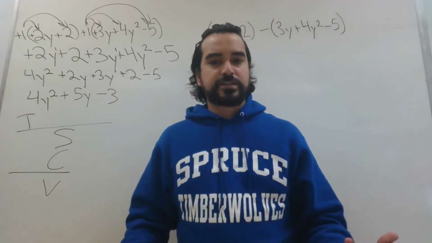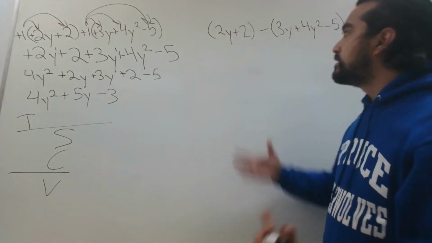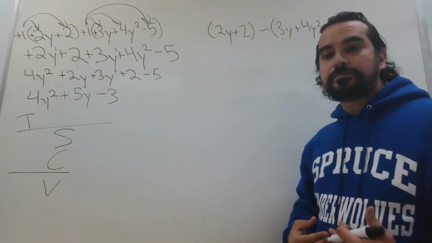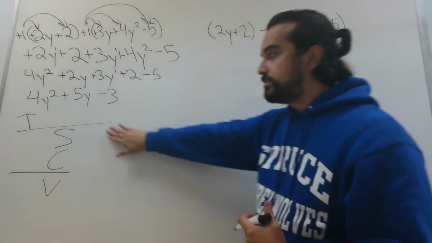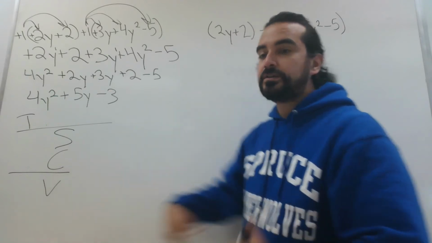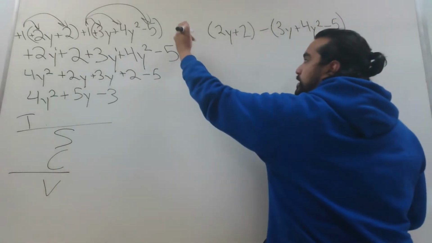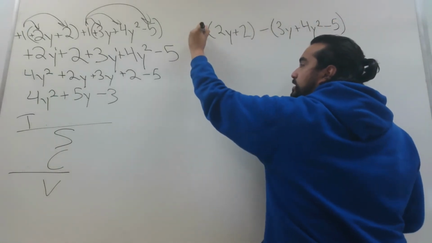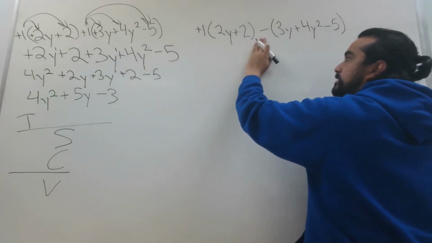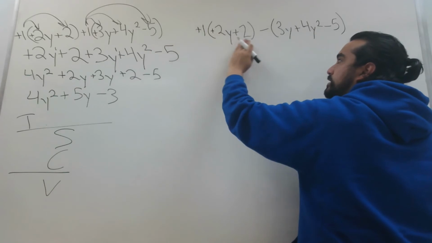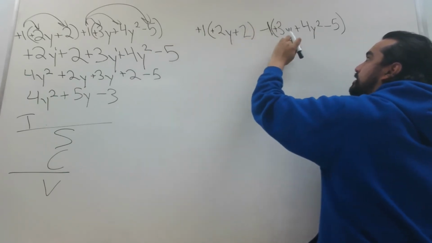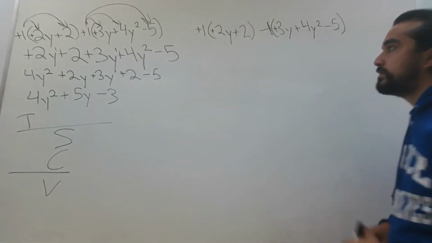What happens if it's subtraction? So we have the same terms, but this time we're subtracting the polynomial. Well, we're going to continue this setup, and we want to make sure everything has a sign and a coefficient. So remember, if I don't see something, it's going to be a 1, and if it doesn't have a sign, it's going to be a positive. We have a positive 2y plus 2, a negative 1 times (positive 3y plus 4y² minus 5).